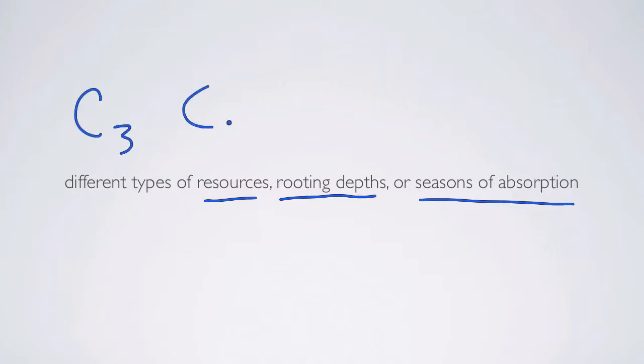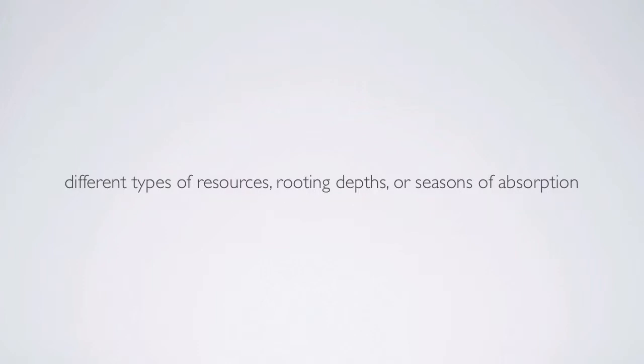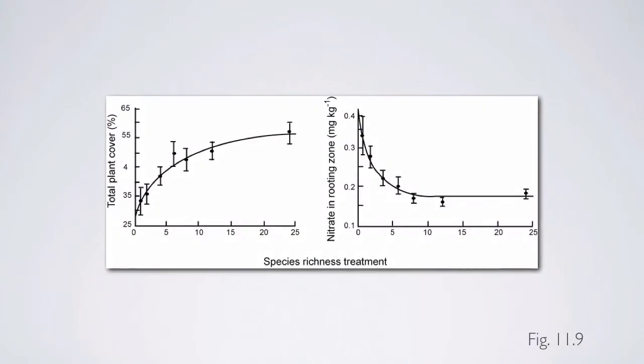When we think about complementarity, the question of what functions are most important rises to the top. We need to think about different types of resources that plants use, but also their rooting depths or the seasons that they absorb nutrients. The phenology of species is important, when they're active during the growing season, as well as some of the traits that they have, differences between, for example, C3 versus C4 photosynthesis. All of that comes into play when we're thinking about how diversity impacts ecosystem function.